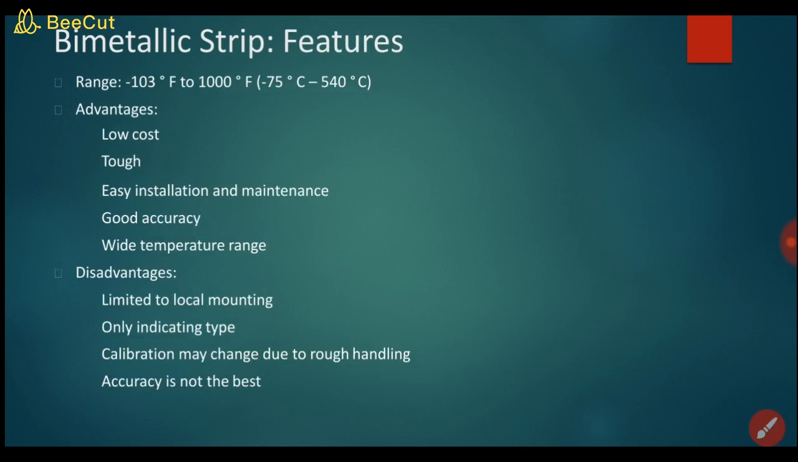There are some features, as you know. The advantages are low cost, easy installation and maintenance, good accuracy, and wide temperature range. We talk about the disadvantages: limited to local mounting, only indicated type, calibration may change due to aging, and accuracy is not the best. These are some features with respect to advantages and disadvantages, student.